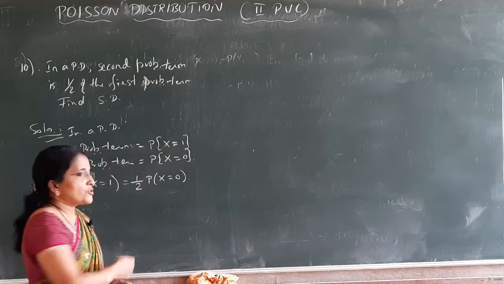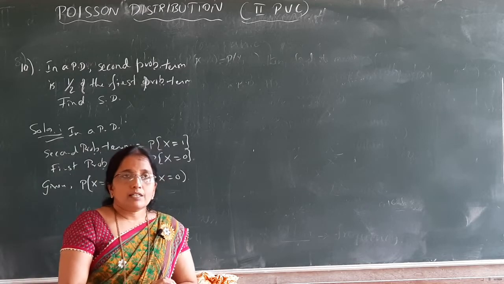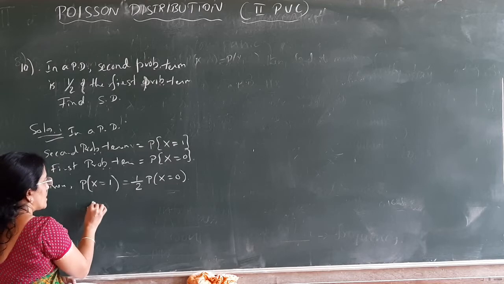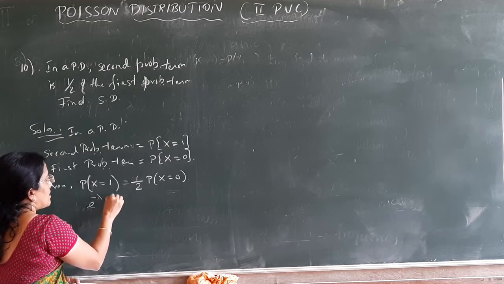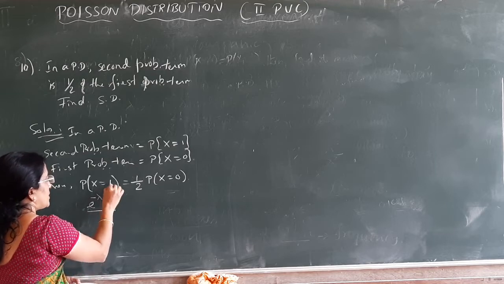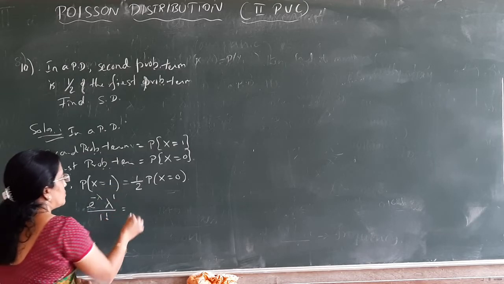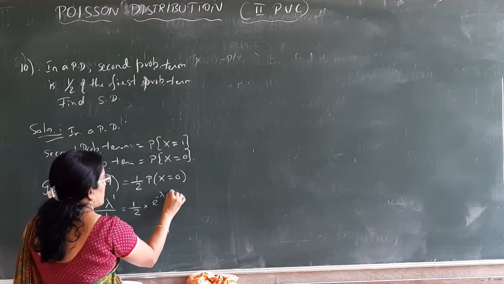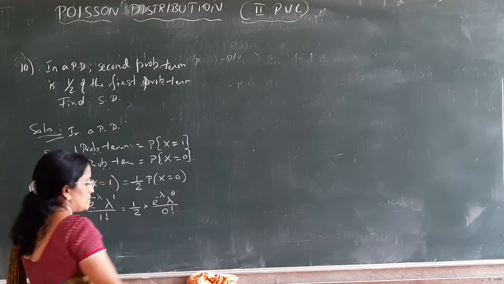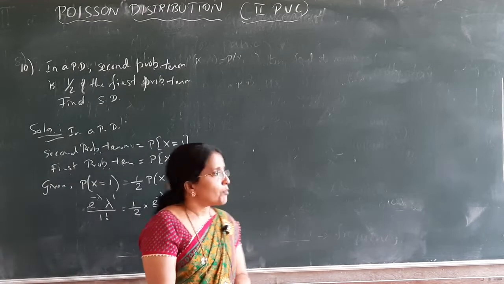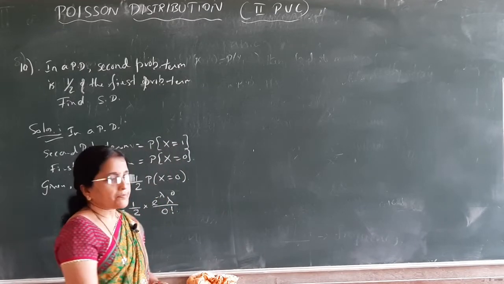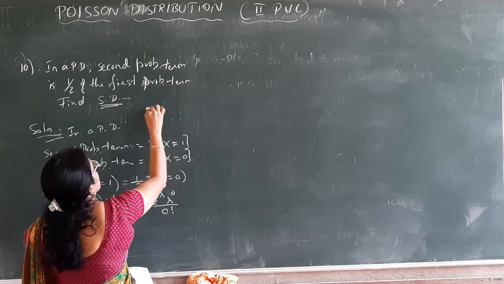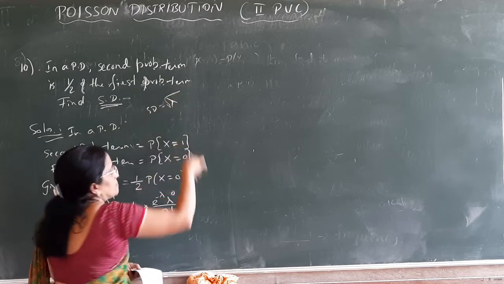Now once you know this, the next procedure we know, just now we solved two problems. In a similar manner we can solve. Here first put x equal to 1 in the probability mass function, that is e power minus lambda, lambda power x, x is 1, divided by 1 factorial is equal to half into P of x equal to 0, so e power minus lambda, lambda power 0 divided by 0 factorial. Now we have just substituted the values of x in the probability mass function. What is asked? Find the standard deviation. Standard deviation we know in a Poisson distribution is root lambda. Is it right?